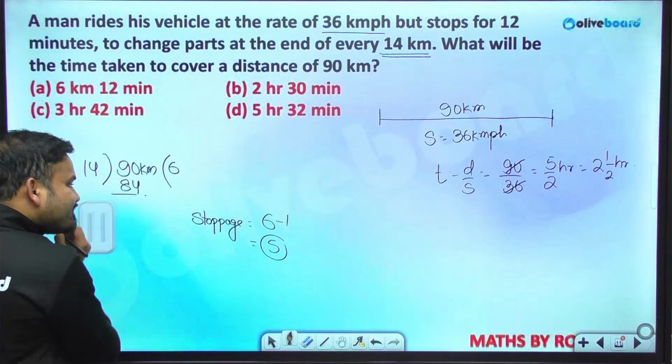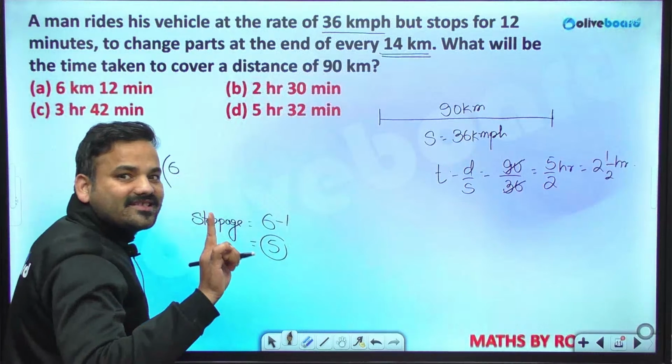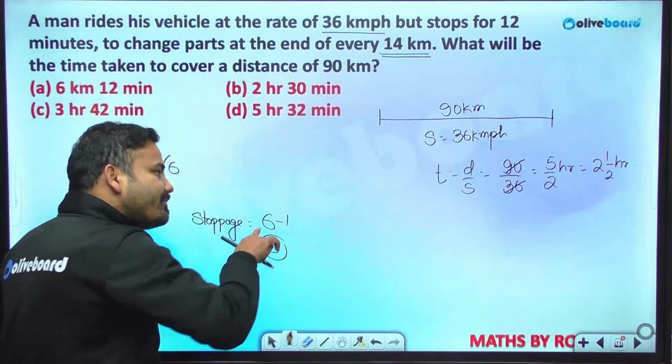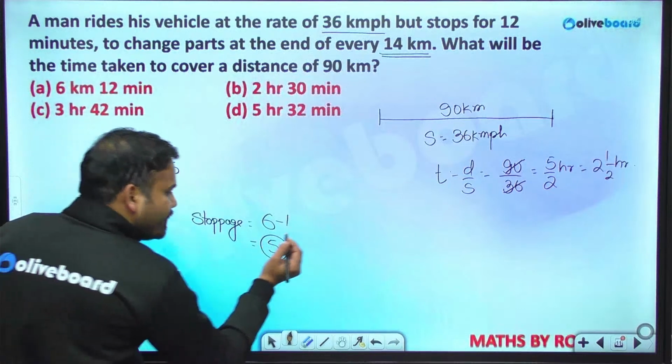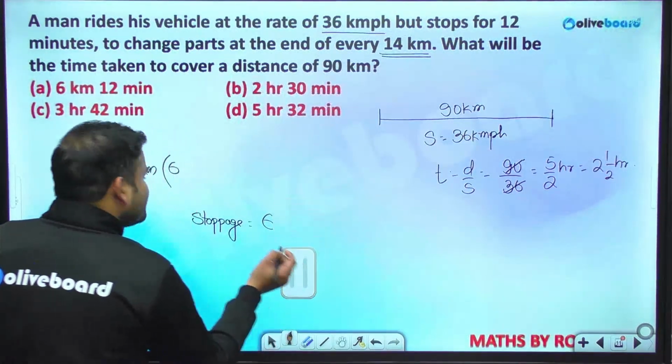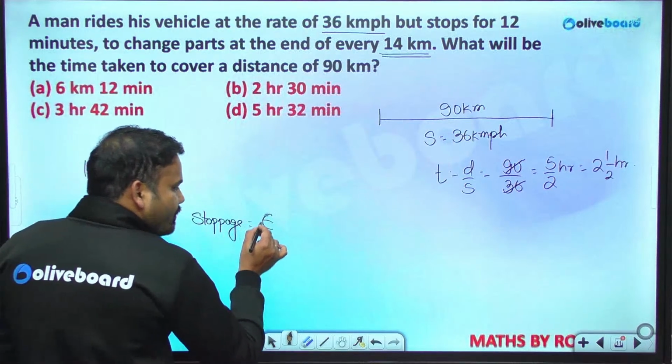If the remainder is 0, then this sixth one is not a dhaba, this is the destination point. So in that case, I will be eliminating one dhaba, and the stoppages will be 5. But here, the total stoppages is 6 because you need to go further. So total stoppages is 6.